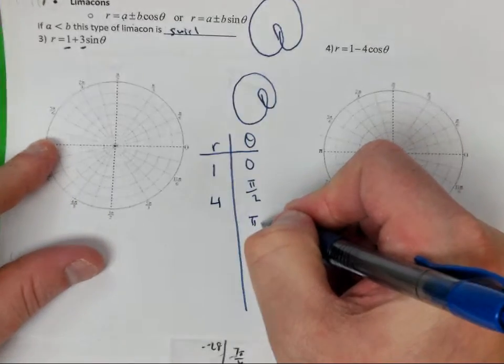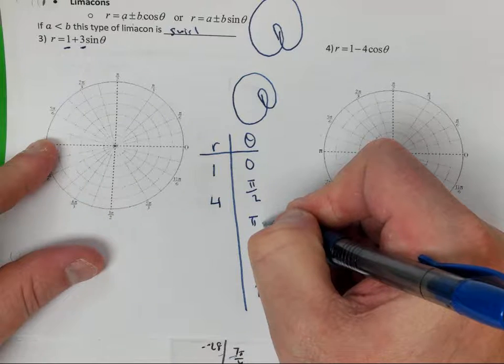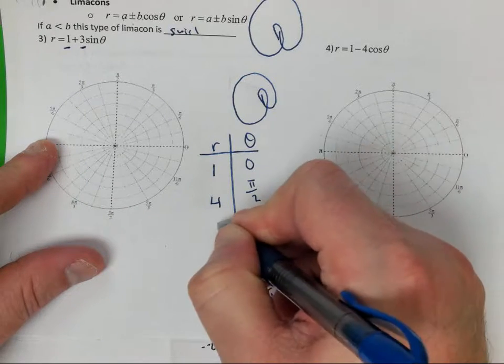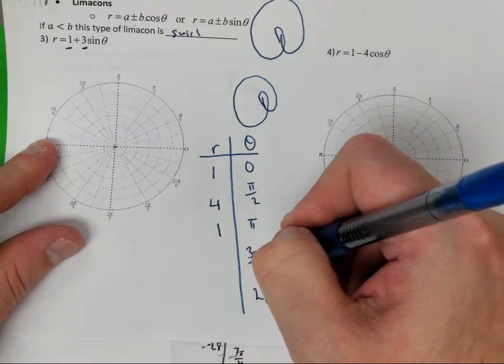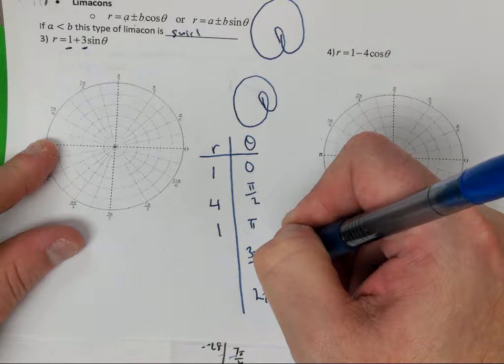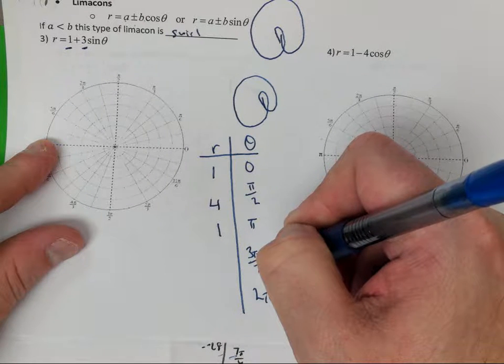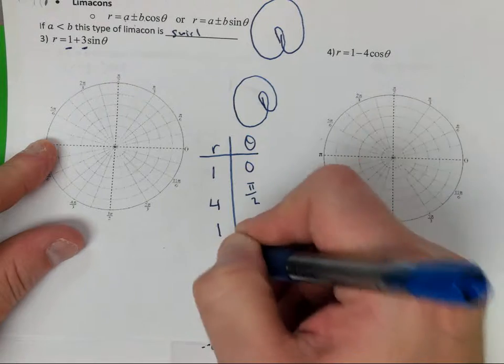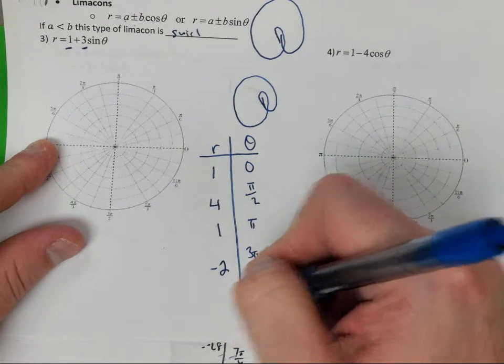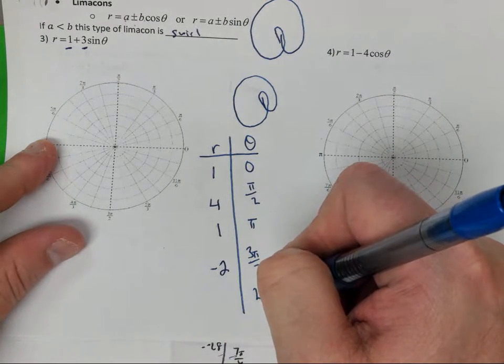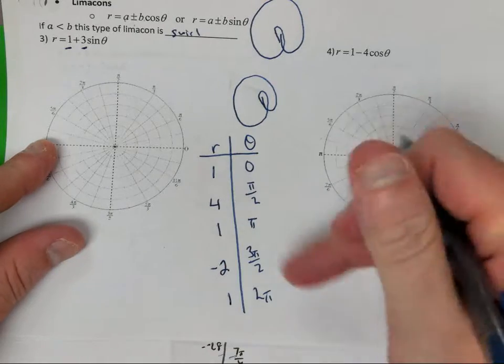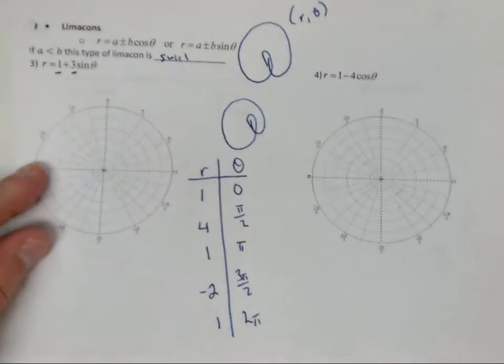Sine of pi is? 0 times 3 is? Plus 1 is? Sine of 3 pi over 2 is? Negative 1 times 3 is? Plus 1 is? And then 2 pi, sine of 2 pi is 0, 0 times 3 is 0, plus 1 is 1. Now I'm going to graph those, okay?